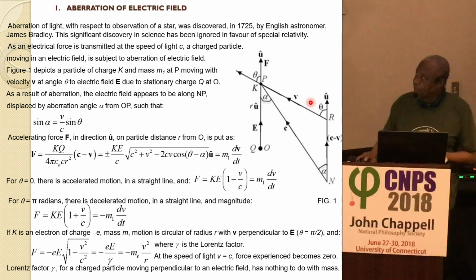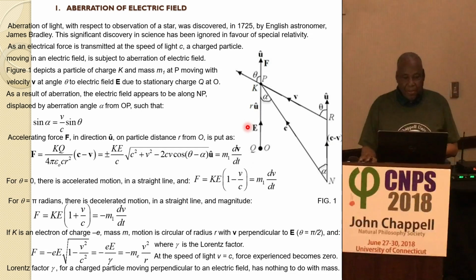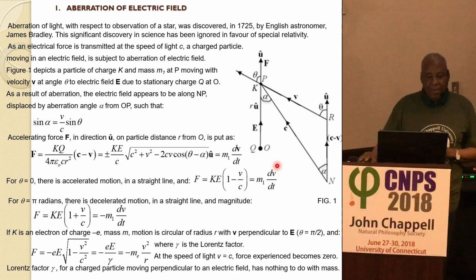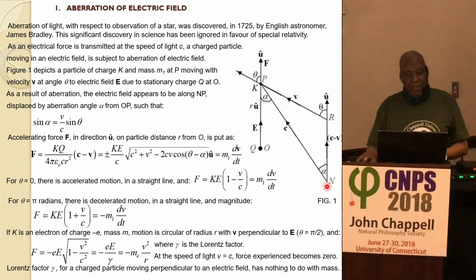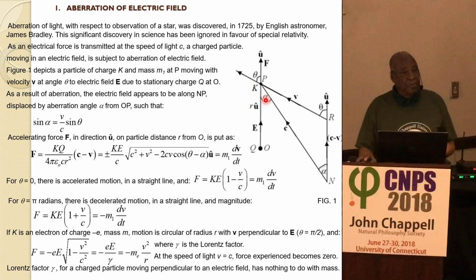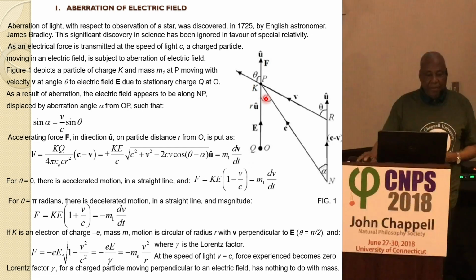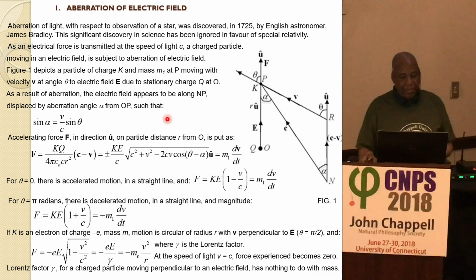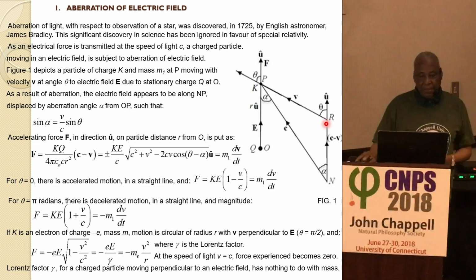If you look at this diagram, we have a particle at a point B moving with velocity v at an angle theta to the electric field from a charge q. Because of the motion, the electric field is deviated by an angle alpha, and it appears along NP. Alpha is the angle of aberration, such that sine alpha is equal to v over c sine theta. If you apply the sine rule to this triangle NRP, you get sine alpha is equal to v over c sine theta.